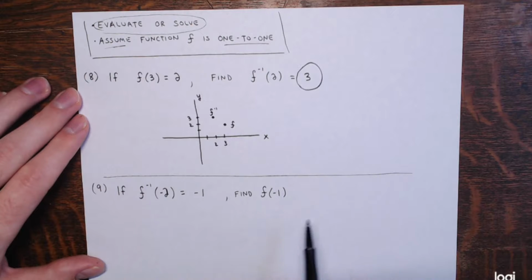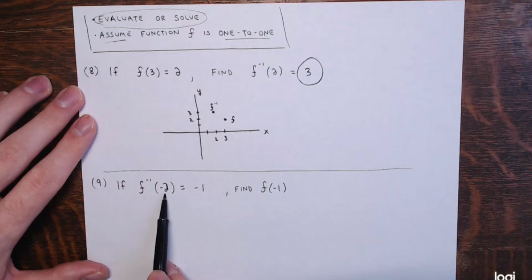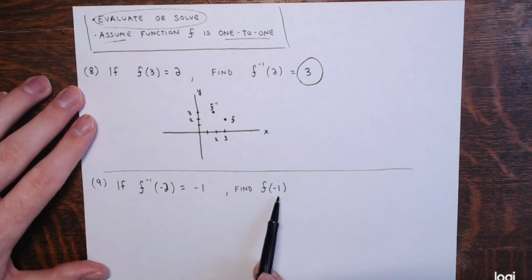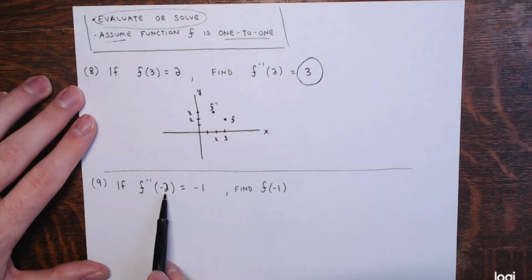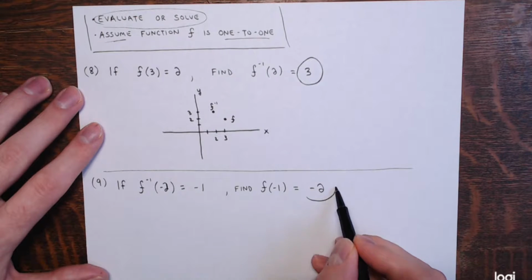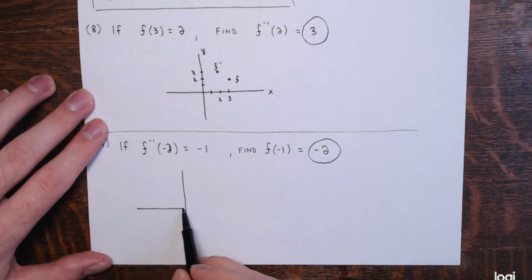And then very similarly here, if f inverse of negative 2 is negative 1, then what would be f of negative 1? Well, it would just take you right back to negative 2. It's very, very easy. And once again, if you want to draw a little picture, you can, and it can't hurt.